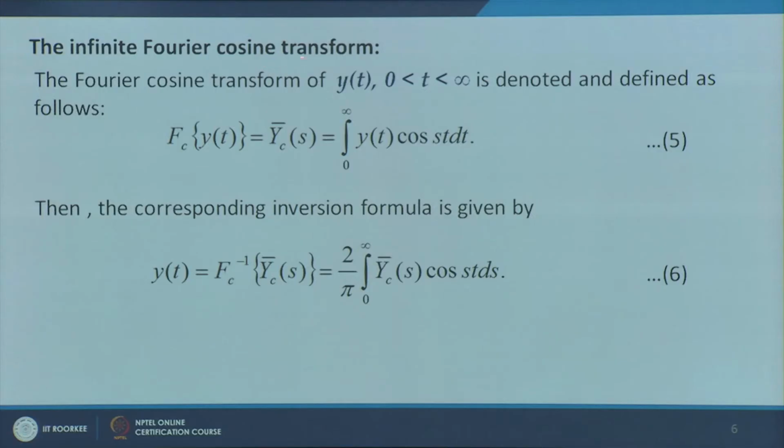Now the infinite Fourier cosine transform is defined in a similar manner. The Fourier cosine transform of ψ(t), where t varies from 0 to infinity, is denoted and defined as Fc, where c denotes cosine transform. So the Fourier cosine transform of ψ(t) is ψ c bar(s) = integral 0 to infinity ψ(t) cos s t dt. The corresponding inversion formula is given by ψ(t) = Fc inverse[ψ c bar(s)] = 2 over π integral over 0 to infinity ψ c bar(s) cos s t ds.